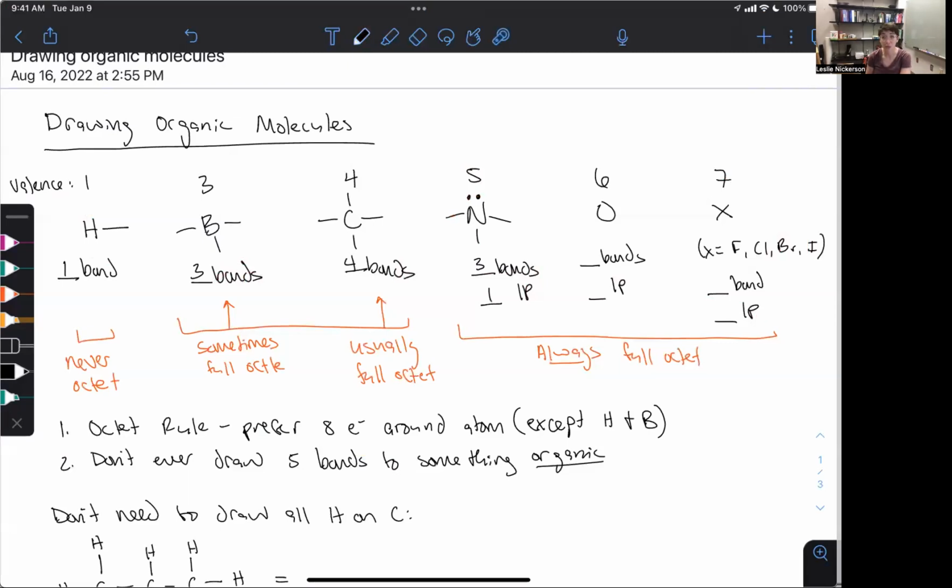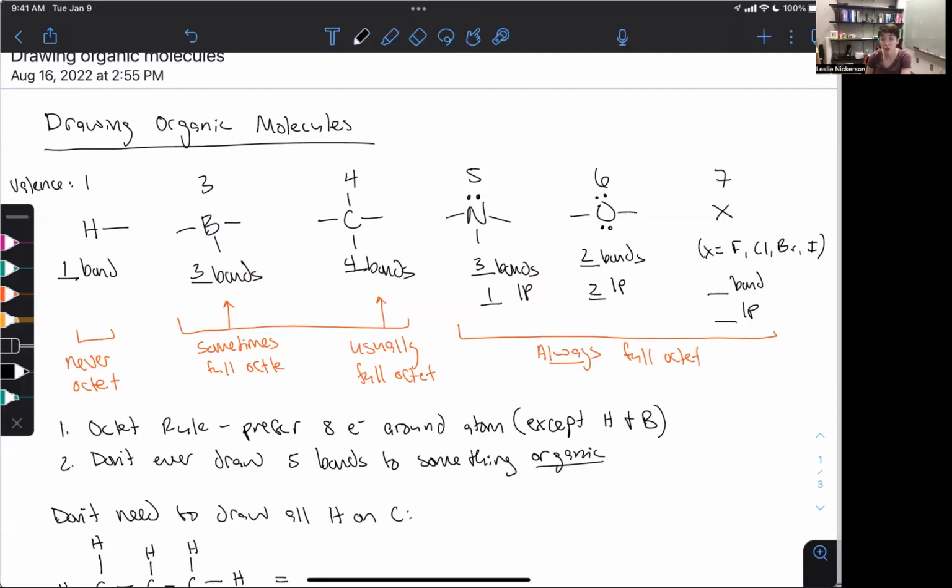Let's think about oxygen. So I've got 6 valence electrons to start with. And then I need 2 more to get to 8. So that means 2 of my valence electrons from oxygen need to form bonds. So I've got 2 bonds. That's going to leave me with 4 electrons left over. So I've got 2 lone pairs and 2 bonds.